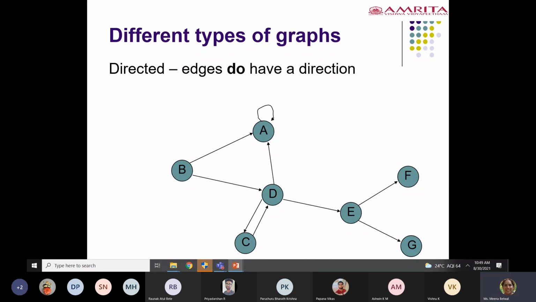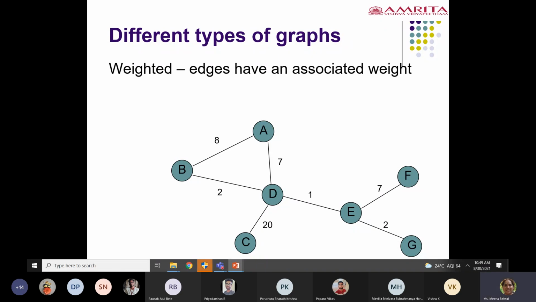Then we talk about directed graphs. In a directed graph, edges do have a direction. So this is an edge: BA is an edge, but there is no edge called AB. There is no direction from A to B, but the direction is there from B to A. So this is a directed graph. Edges do have a direction.